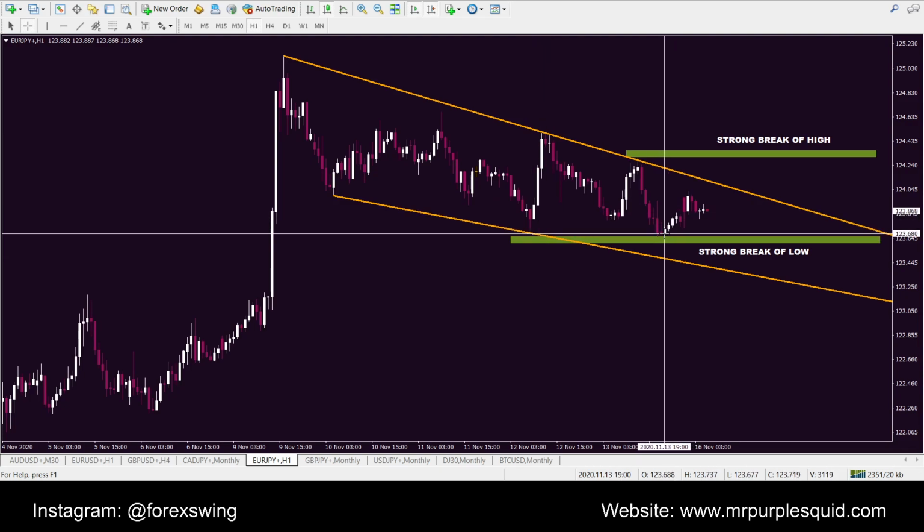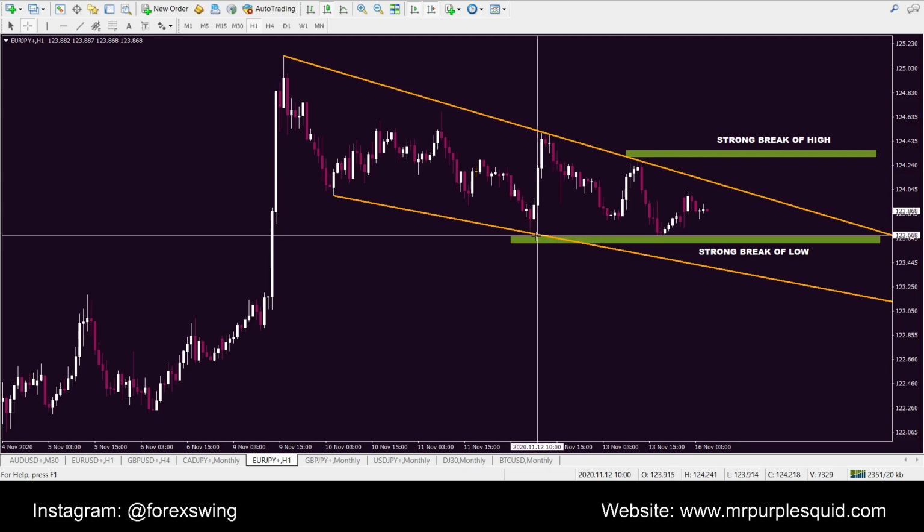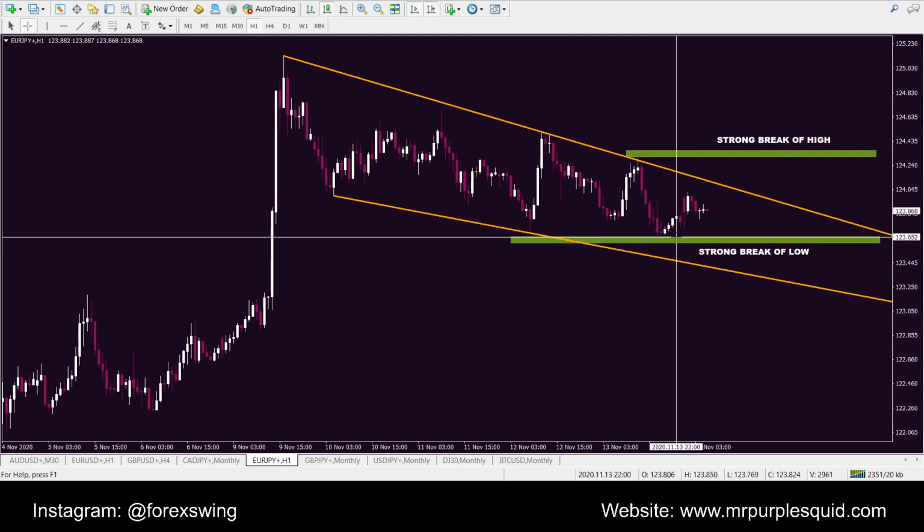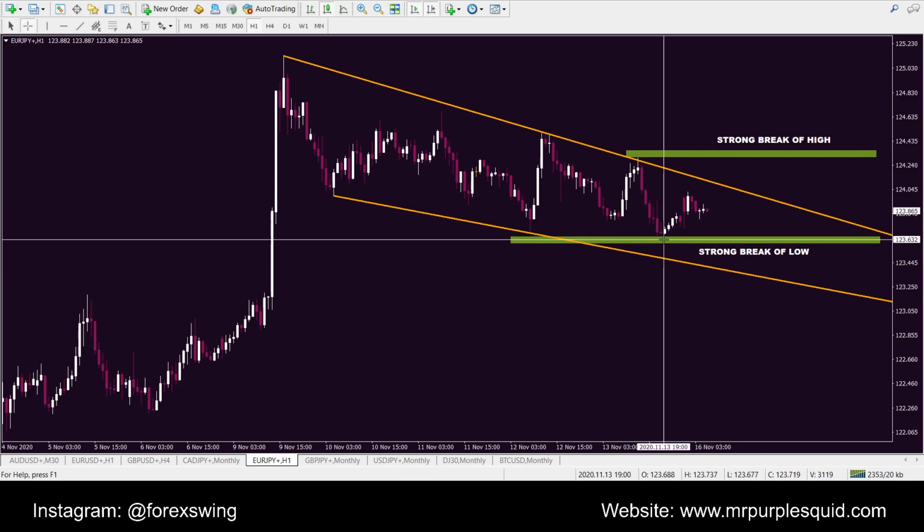So this is support and support right here. So if I get a break of this low, it means that it will be a break of support. And the reason why I'm interested in taking one is below this point right here. So that's it for EJ.